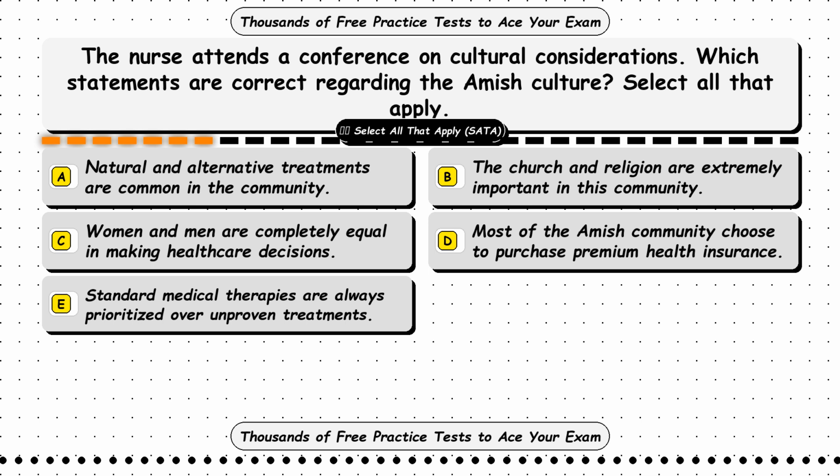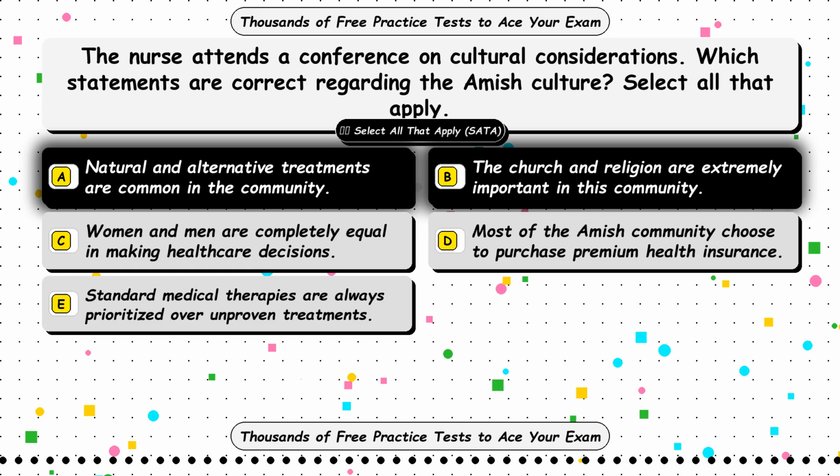Select all that apply. Option A. Natural and alternative treatments are common in the community. Option B. The church and religion are extremely important in this community. Option C. Women and men are completely equal in making healthcare decisions. Option D. Most of the Amish community choose to purchase premium health insurance. Option E. Standard medical therapies are always prioritized over unproven treatments.